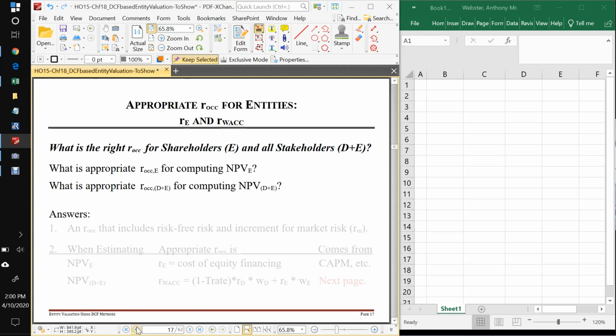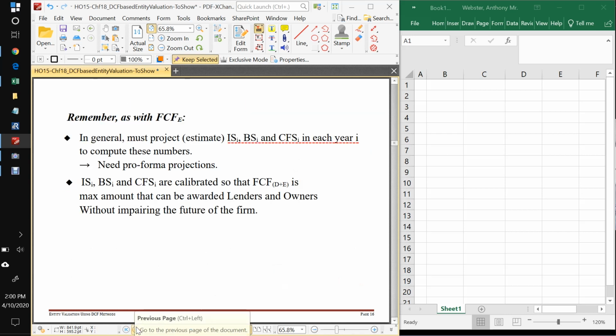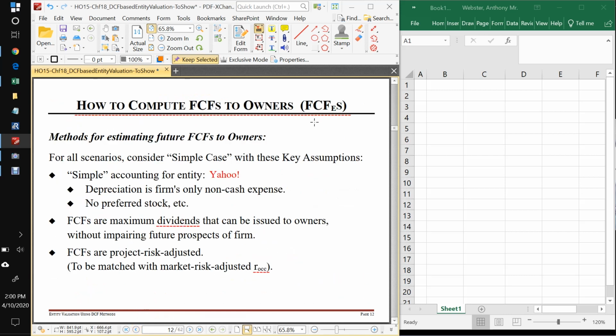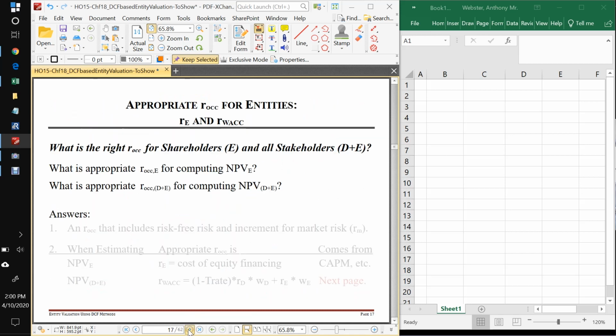Okay, so that's it for cash flows. So we know how to get cash flows if we're valuing the firm for everybody, all stakeholders, and we know how to get the cash flows if we are valuing the firm for the owners. Okay, now what is next up? We have to think about what is the appropriate discount rate to use, what opportunity cost of capital to use. So this is going to be two things we're going to look at. RE, that's going to be for owners, and our WACC, which stands for our weighted average cost of capital, that'll be for everyone. So let's jump into this.